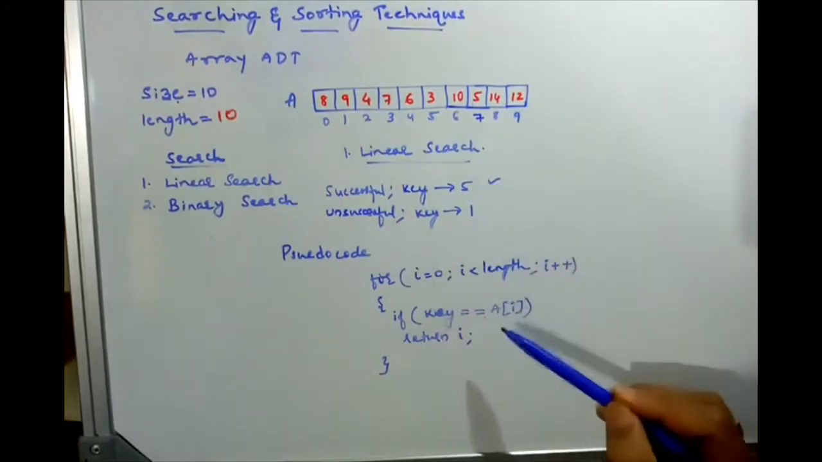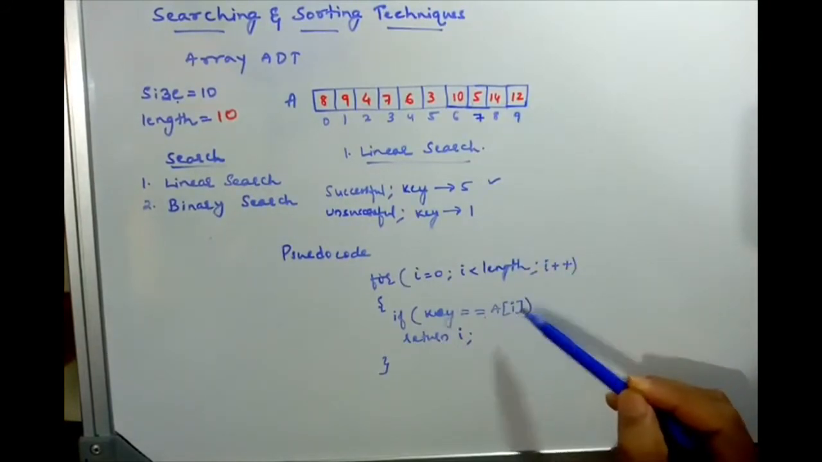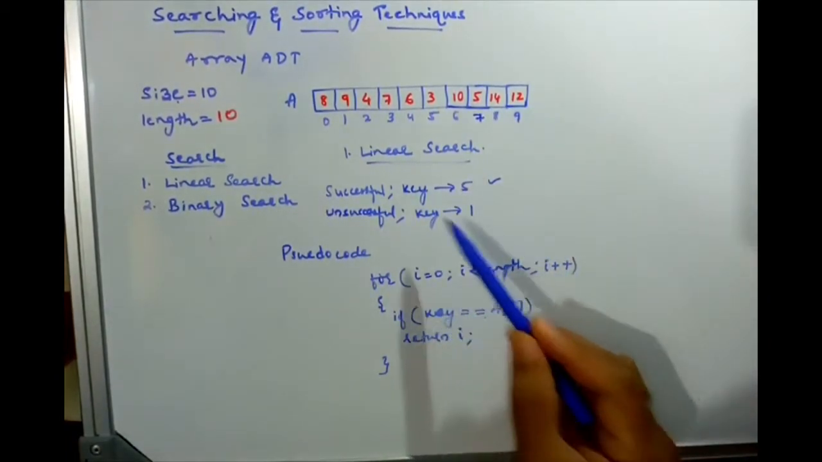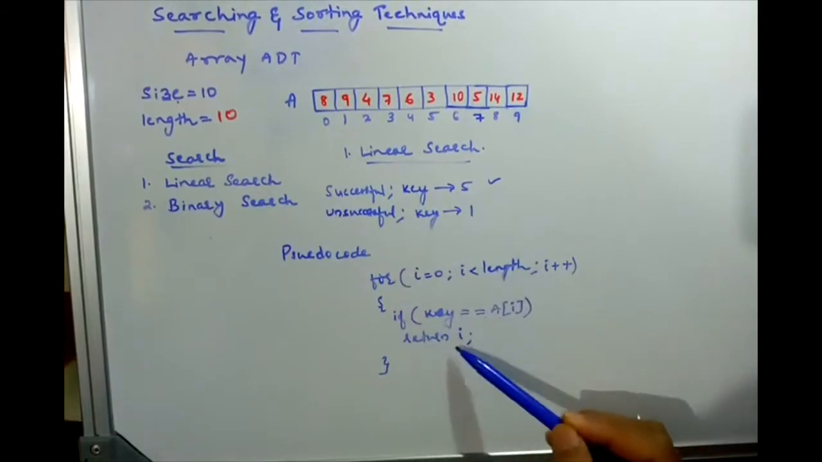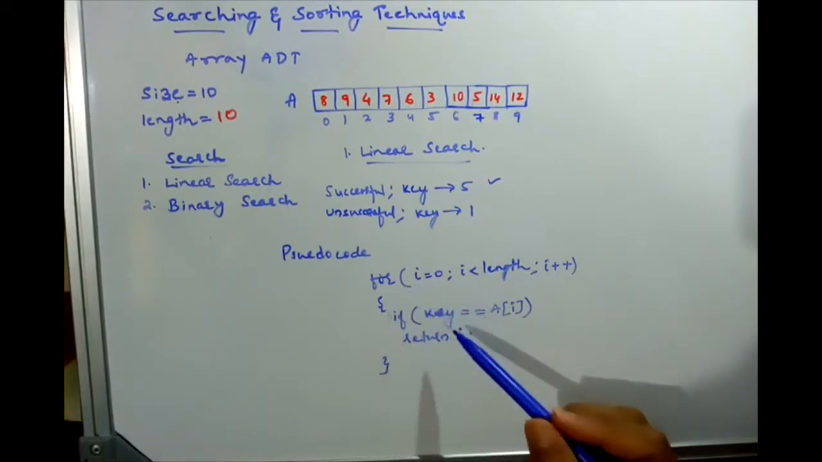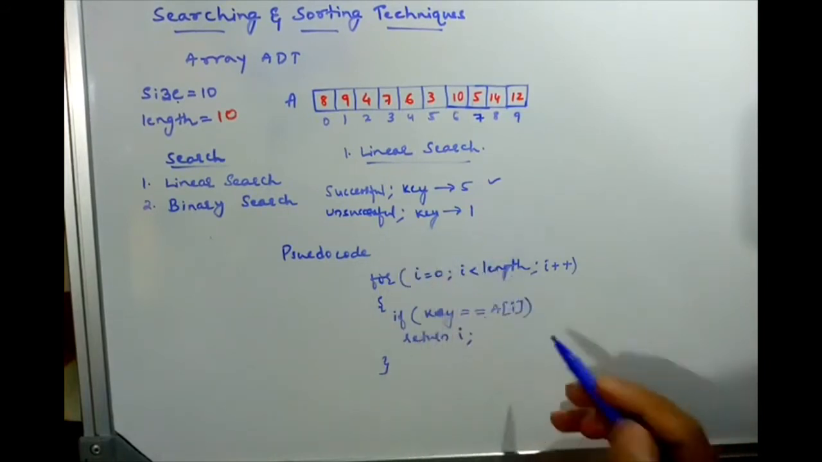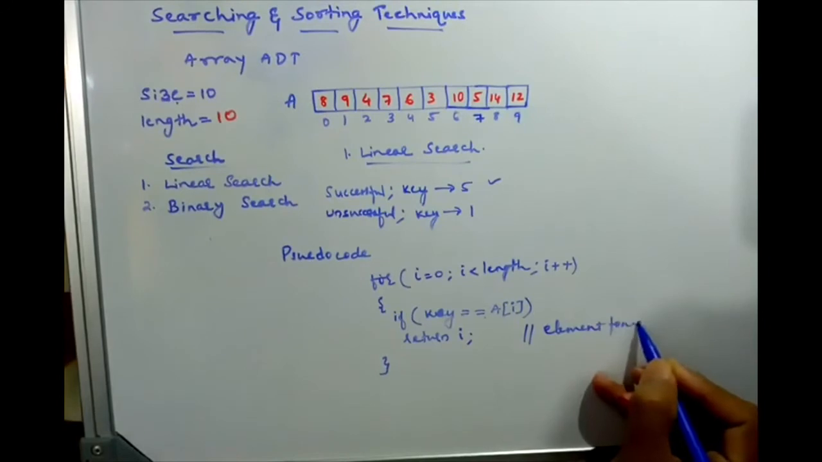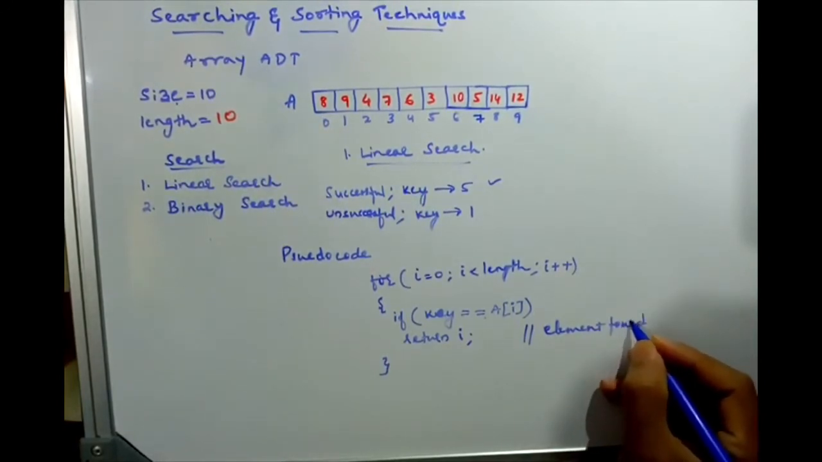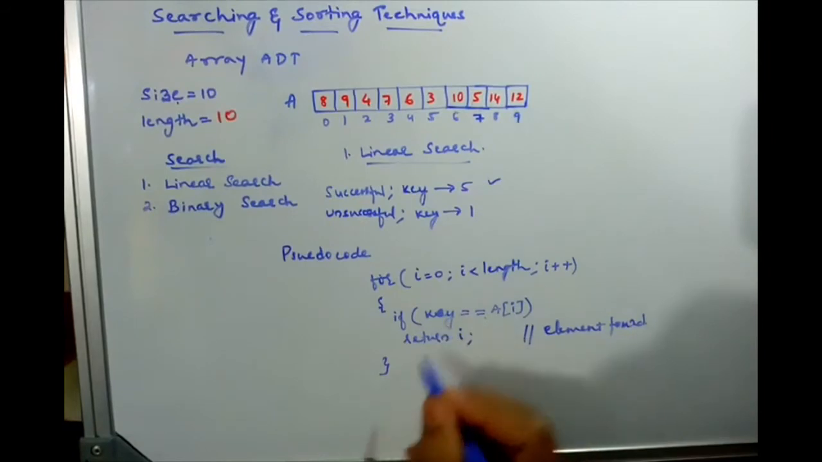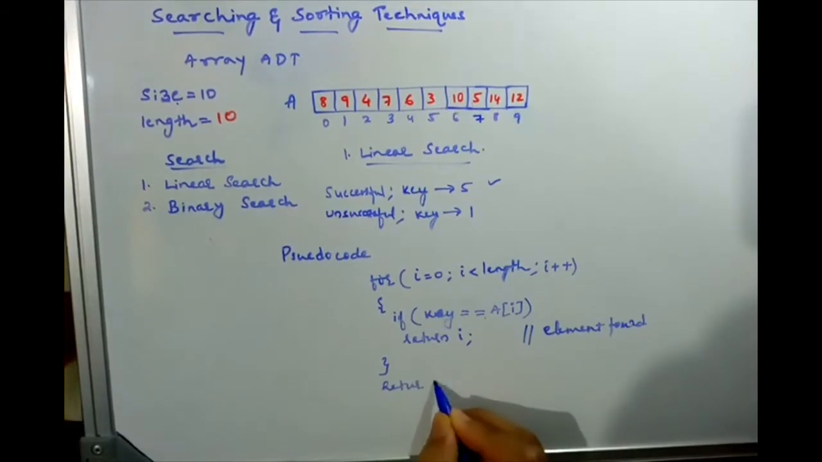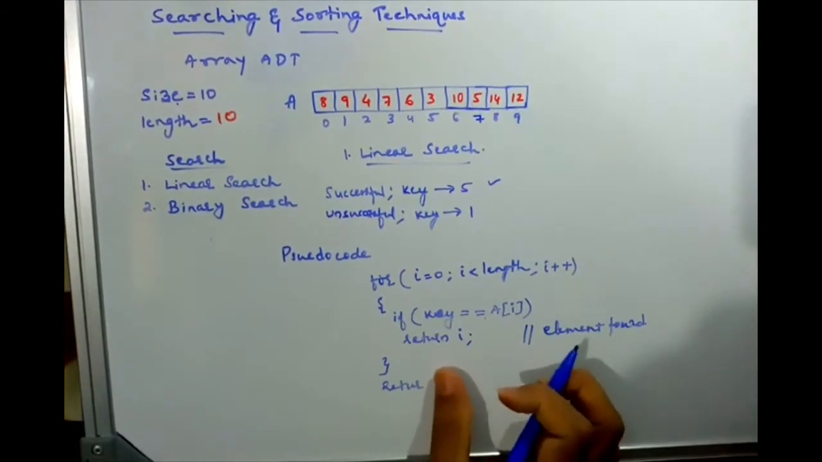It happens till I reaches 7, and a of 7 is 5, which is equal to your key 5. Then it is true, then it executes this and returns 7. For unsuccessful search, this is for element found, and if this is not returned, then return minus 1.